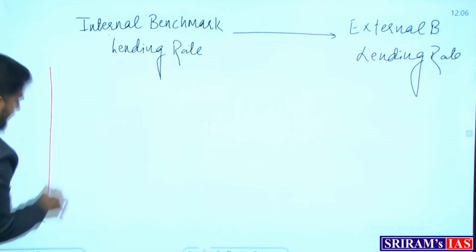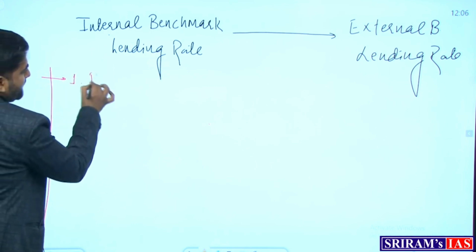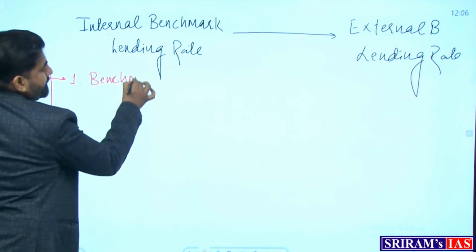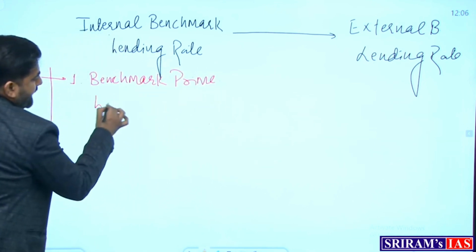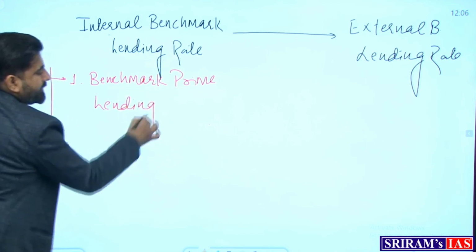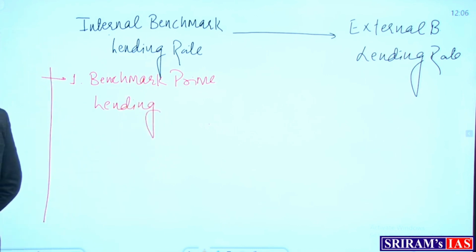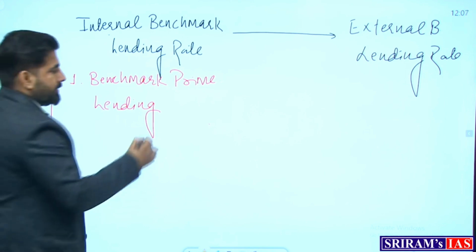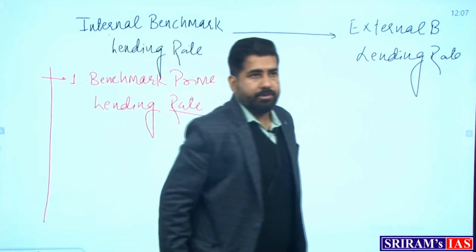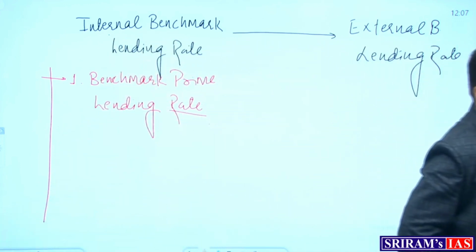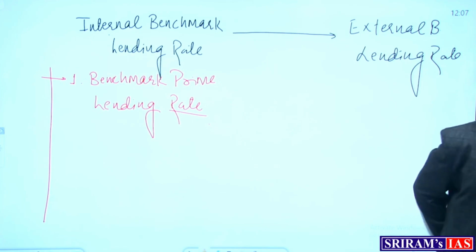It started with, the first one is the benchmark prime lending rate. Sometimes this word benchmark prime lending rate is mentioned, and it is associated with what? It is quite old, so I don't think it will be asked, but still you write a line about this benchmark prime lending rate. In bracket put a year 2003. Okay, write it down.